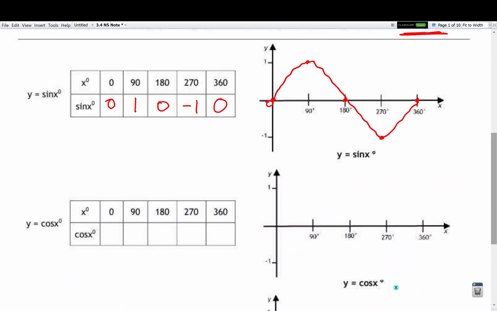Okay, we're going to move on to the cosine graph. Again, it's similar. It's a kind of wave, and we're going to use the same reference points, the same angles for x: 0, 90, 180, 270, and 360. So you can start to fill that in yourself. So the cosine of 0, this time it doesn't start at 0, it actually starts at 1. So when x is 0, the graph starts up here at 1.